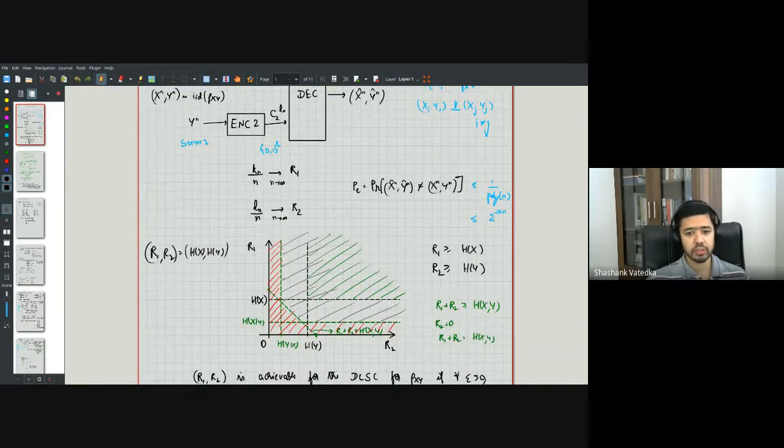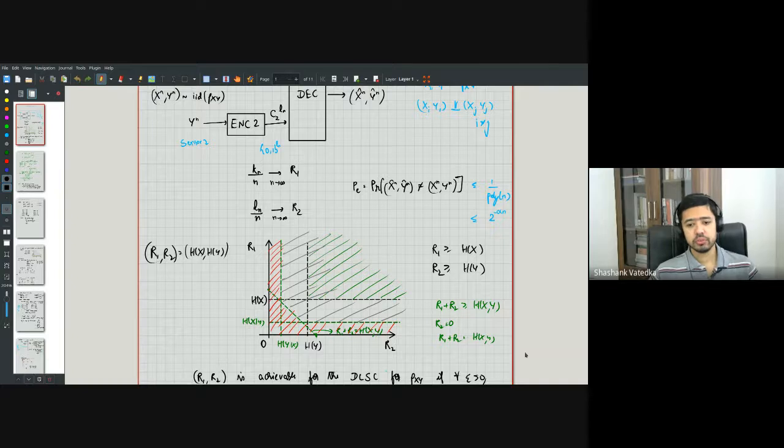In particular, we looked at the achievable rate region, which is the set of all rate pairs which can be achieved. That is, for which we can construct encoders and decoders such that for a sufficiently large n, the probability of error is arbitrarily small, and the rates are arbitrarily close to R1 and R2.